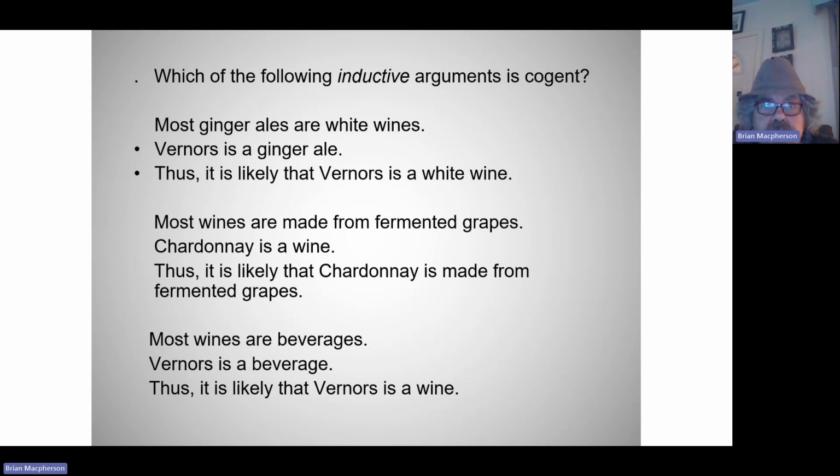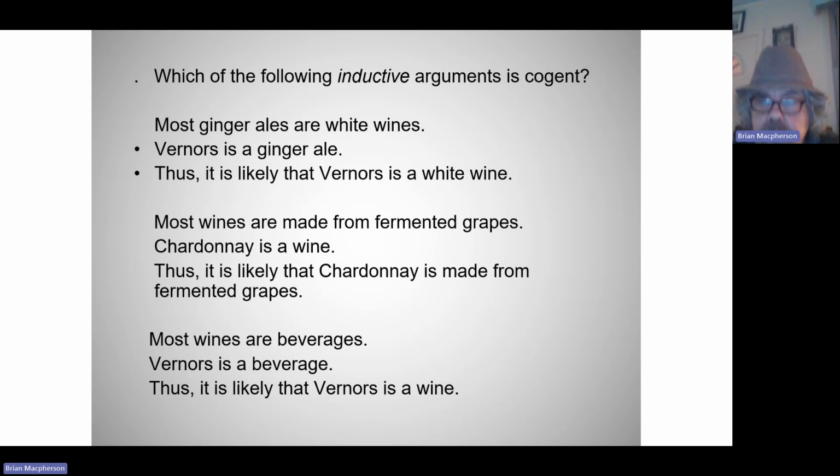But a lot of wines, well, I'd say probably most wines are made from fermented grapes, right? Chardonnay is a wine. We know that's true. So it is likely that Chardonnay is made from fermented grapes. I think that's a pretty solid argument, right? I think you would agree that if the premises are both true, the conclusion is probably true.